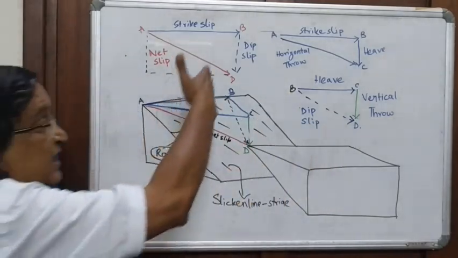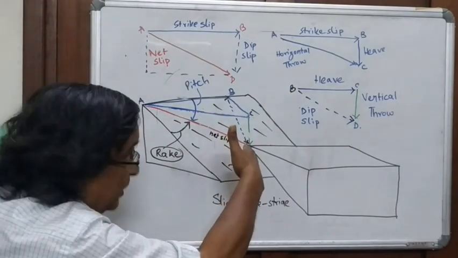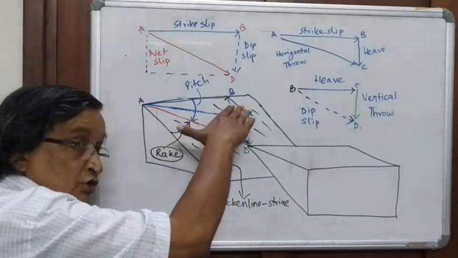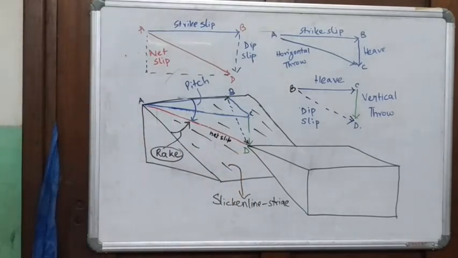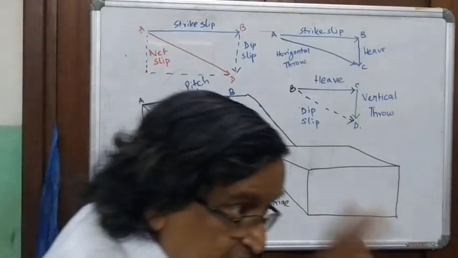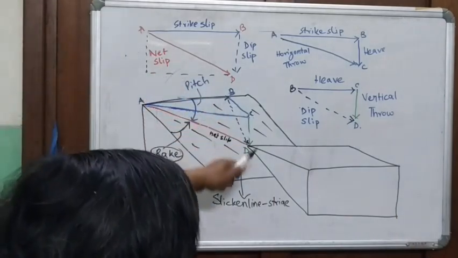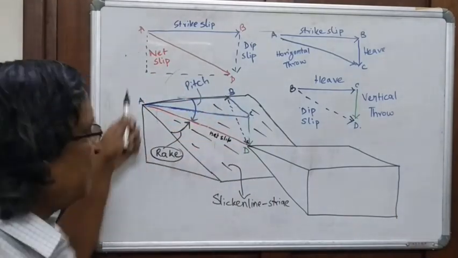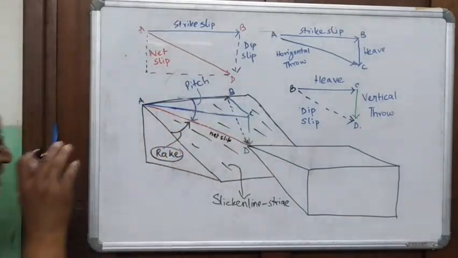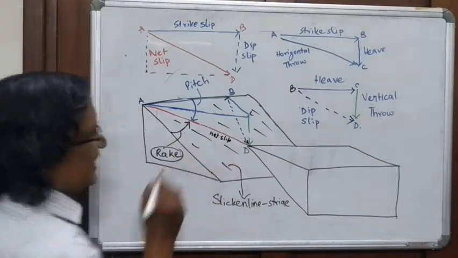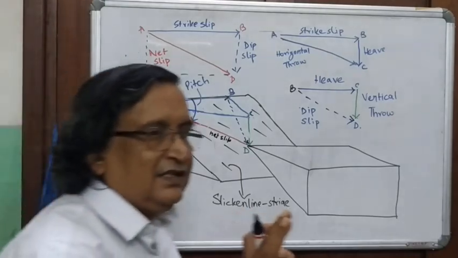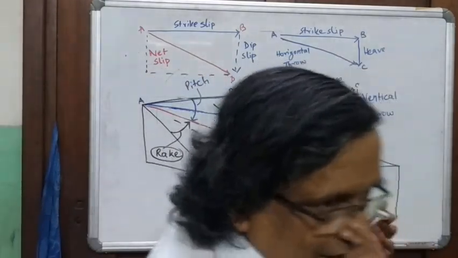So this is a vertical plane. Remember, ABC is a horizontal plane, and ABD is a plane on the fault plane. Be very careful. This is how you make measurements on a fault plane. Your first task is to find out the net slip. And this is not very easy unless exposures are very, very good.